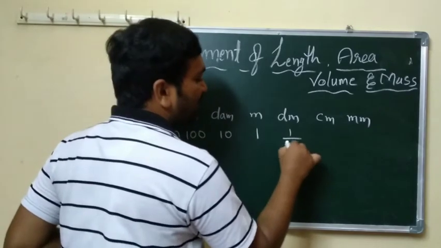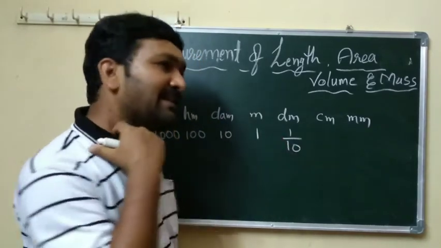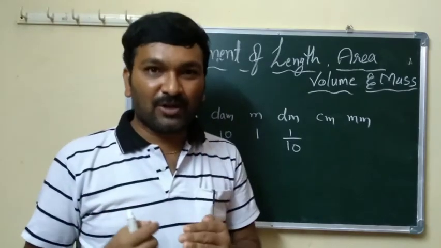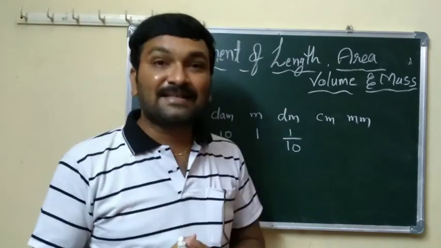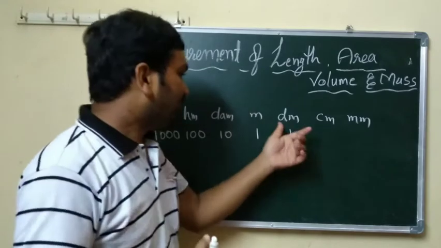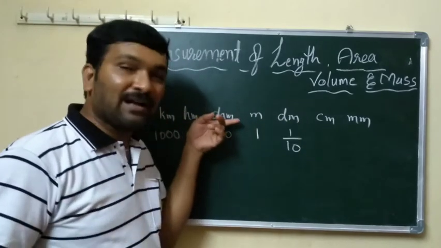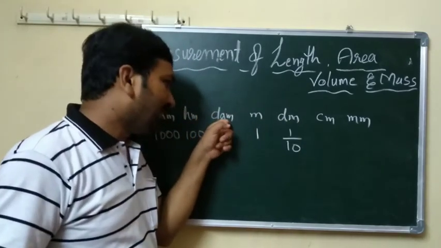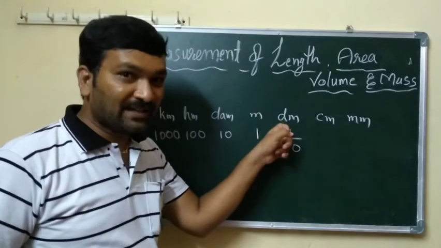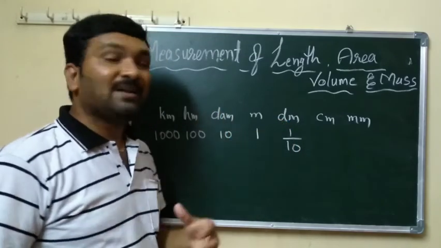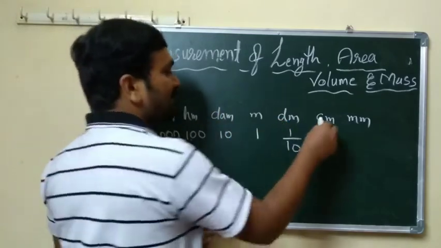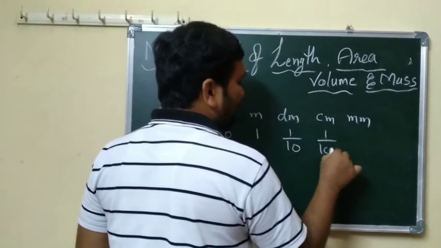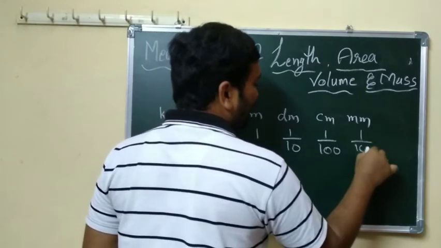Here, 1 meter divided into 10 equal parts is a deci. This is a deci, this is a deca. That's why I wrote dA here, and only small d here. Everybody observe very clearly. The next one is centi, which is 1 by 100, then milli.